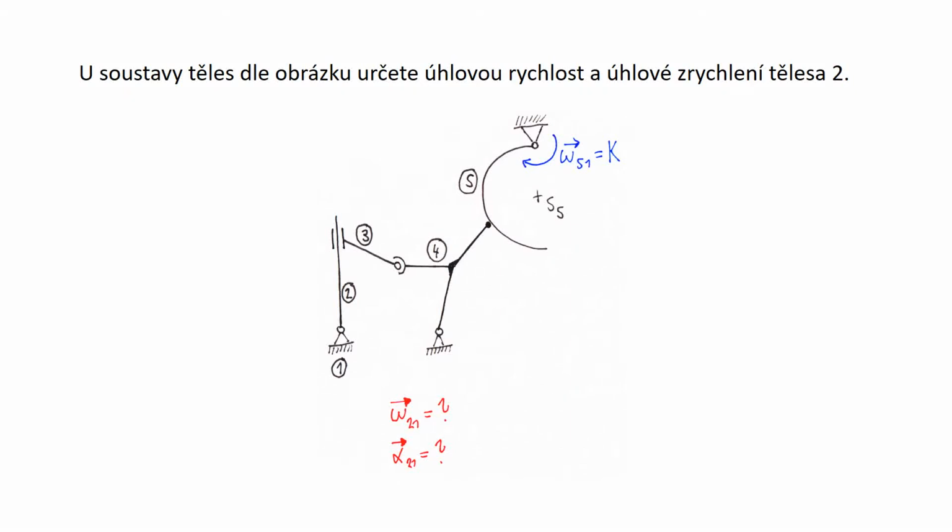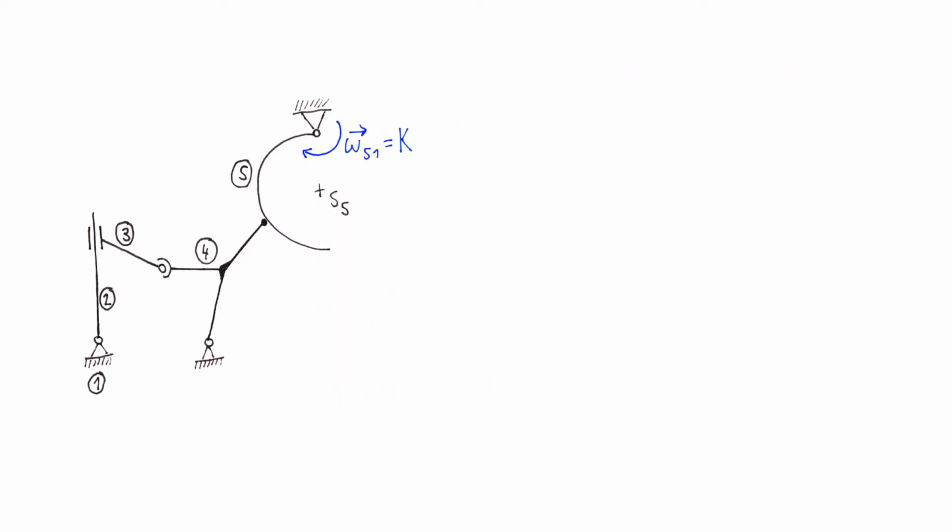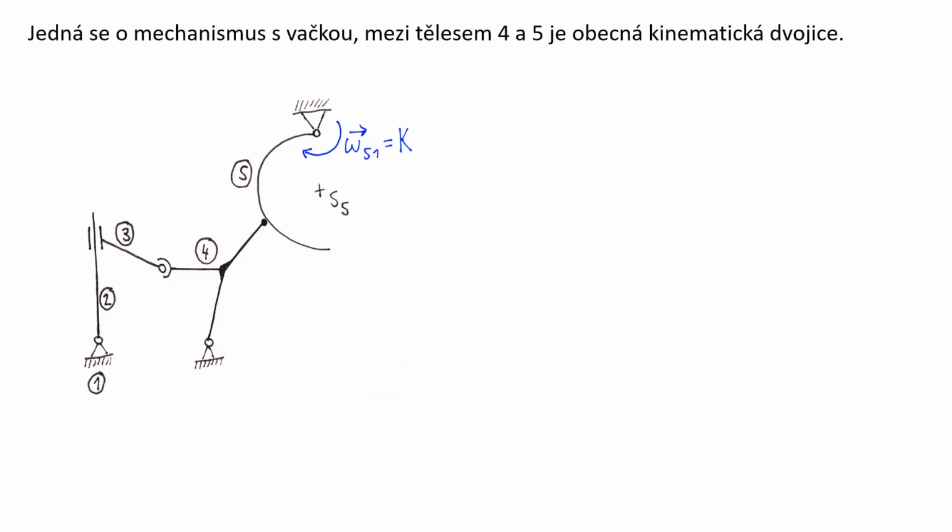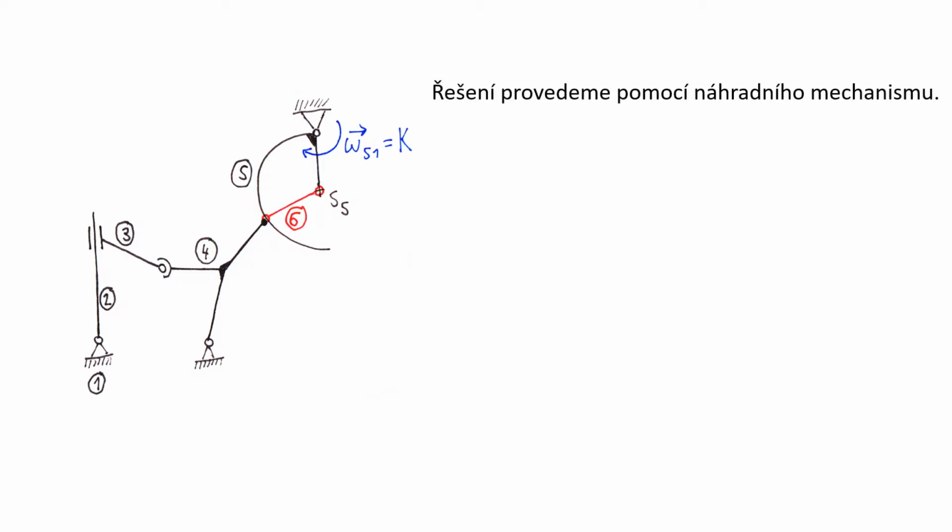Let's take a look at a more complex mechanism with a couple of bodies. What is given is omega 5-1, the rotation of 5 with respect to 1, and it's a cam mechanism. So between 4 and 5, between those bodies, we have a general joint. So we will use the method of the supplementary mechanism.